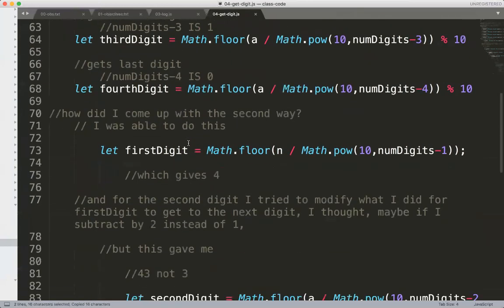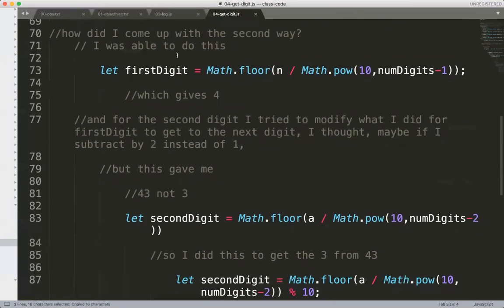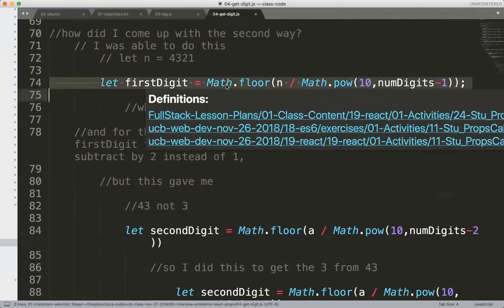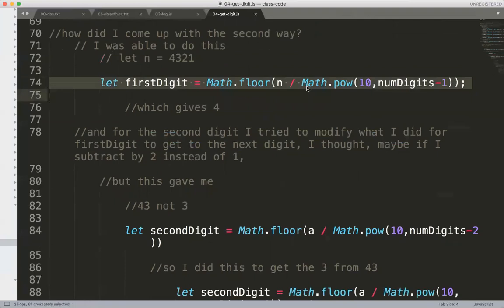So I wrote out that process right here. We came up with this on Thursday, right? After some trial and error, we came up with this thing in the Node console, by just trying things. We just came up with this, right? And this gives us 4 right here. It gives us the first digit.